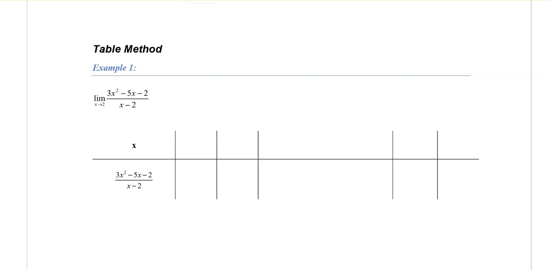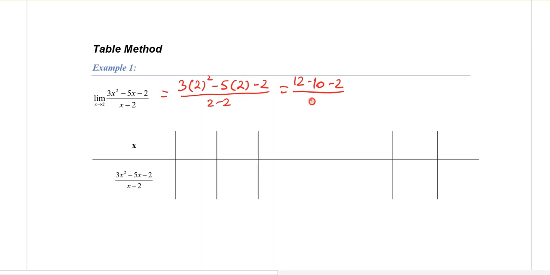In the first example, we try to plug in, so limit x approaching 2, and we are given this function over here. If I try to plug in the value 2, what do I get? 3 times 2 squared minus 5 times 2 minus 2, over 2 minus 2. On the top we get 12 minus 10 minus 2, and on the bottom we get 0. So 12 minus 12, on the top we have 0, on the bottom we have 0. So we got 0 over 0 form.